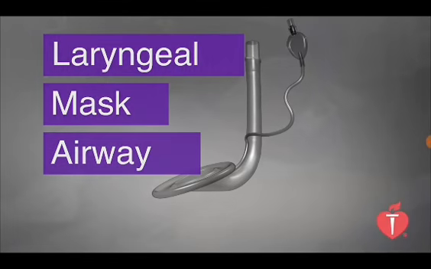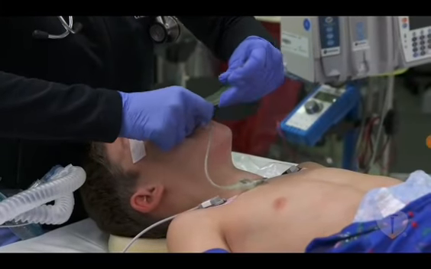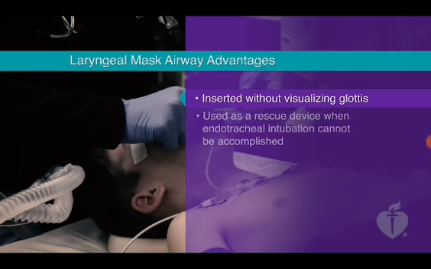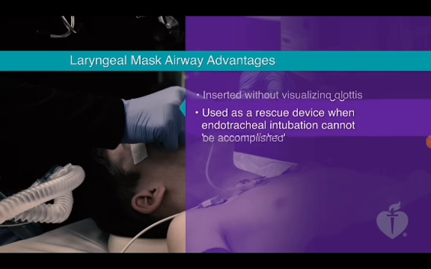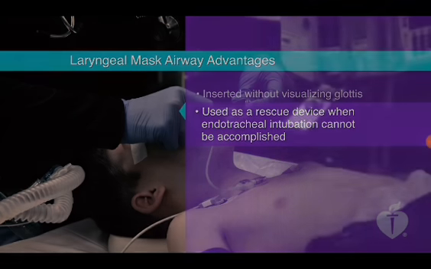Another advanced airway device is the laryngeal mask airway. There are two key advantages of this device. One, it can be inserted without directly visualizing the glottis. In addition, it can be used as a rescue device when endotracheal intubation cannot be accomplished.